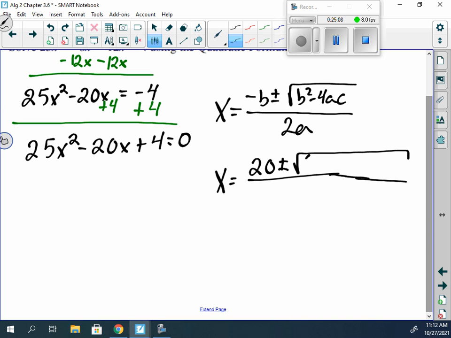Plus or minus the square root of negative 20 squared minus 4 times, well, a is 25, and c is 4. All over what? 2 times 25. Simplifying negative b and 2a are the two steps that I will simplify here. And that's all I will simplify when plugging in, because I feel like I can do multiplication of 2 times 25, and flipping the sign with b.